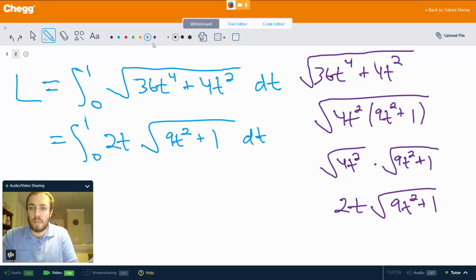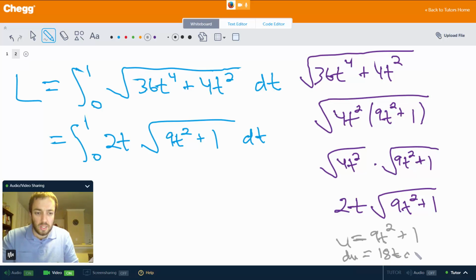So now let's go ahead and make a u substitution. What we're going to do is say u equals 9t squared plus 1. Then du is going to be 18t dt. All right, that's just a t right there.